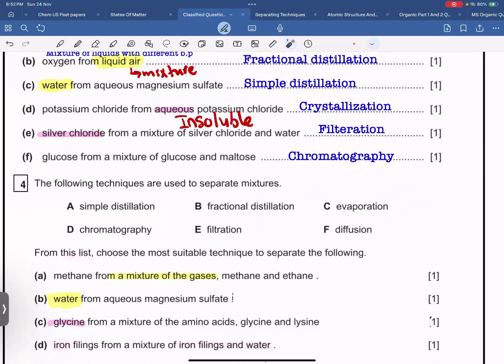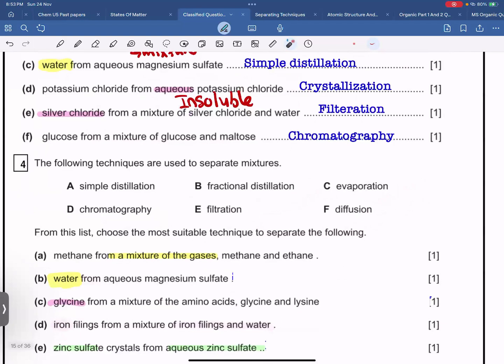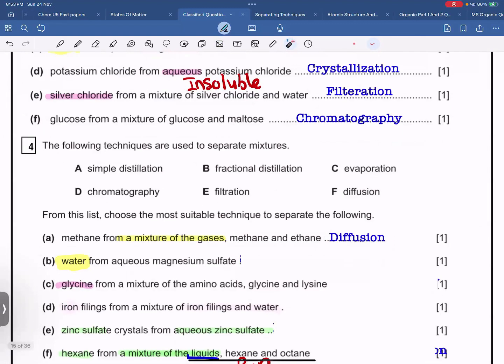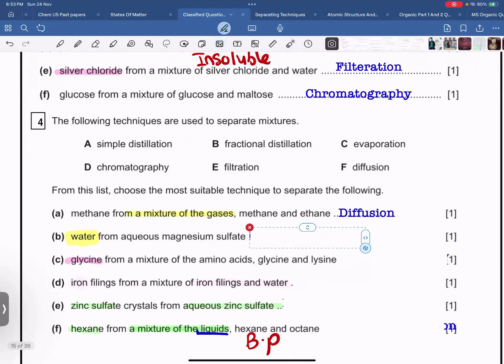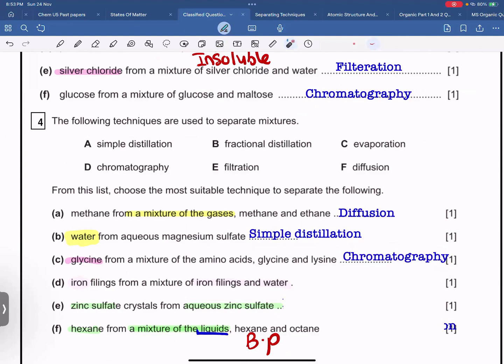From the list, choose the most suitable technique to separate the following. Methane from a mixture of gases. To separate a mixture of gases, use diffusion. Water from aqueous magnesium sulfate. Water from a solution is simple distillation. Glycine from a mixture of amino acids. Keyword for chromatography. Iron filings, which are insoluble in water, by filtration.